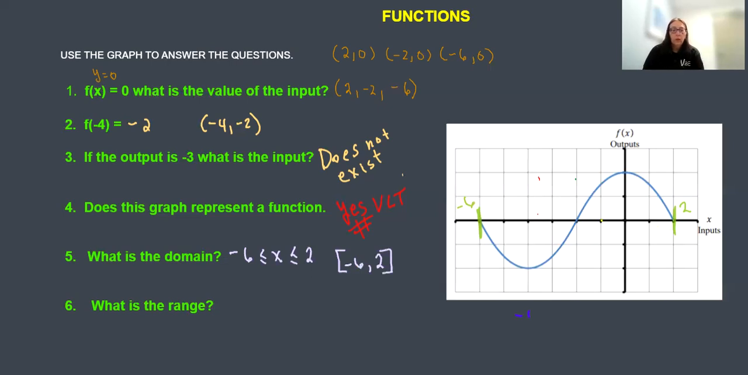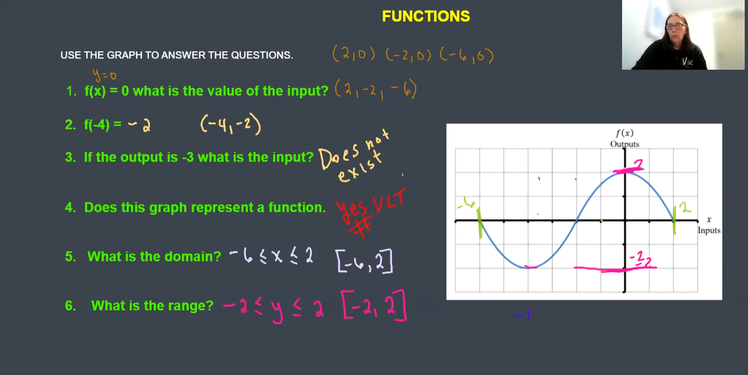All right, let's take a look at the range. How high and low does our graph go? Here's the highest point, and here is the lowest point. The lowest point is -2, and the highest point is 2. So our range is -2 is less than or equal to y, because that's our range, which is less than or equal to 2. And we're including both those numbers, so we can put it in brackets and write it like this also.